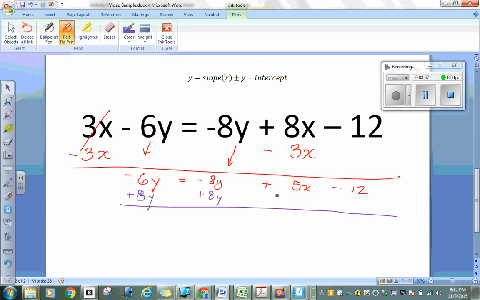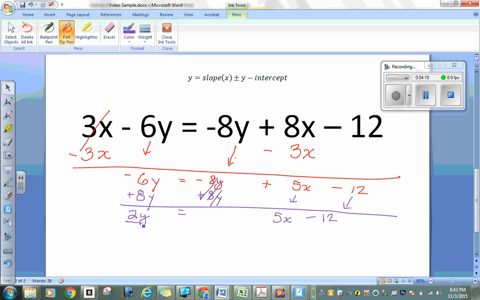And now when I do this, I have 2y equals, this cancels out, so we don't need to write anything down. This goes down, so now I have positive 5x, and this goes down, so now I have a negative 12. So now I'm almost there, because look at what they have right here. It says I cannot have any coefficient right here. It has to just be y. I have one little problem. This one has a 2 on it.